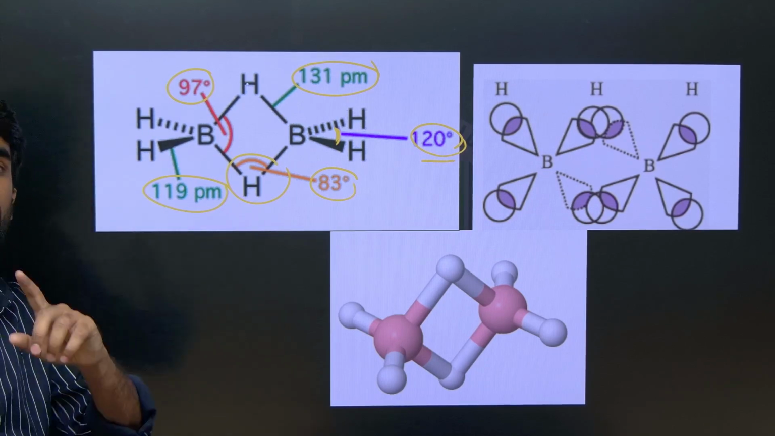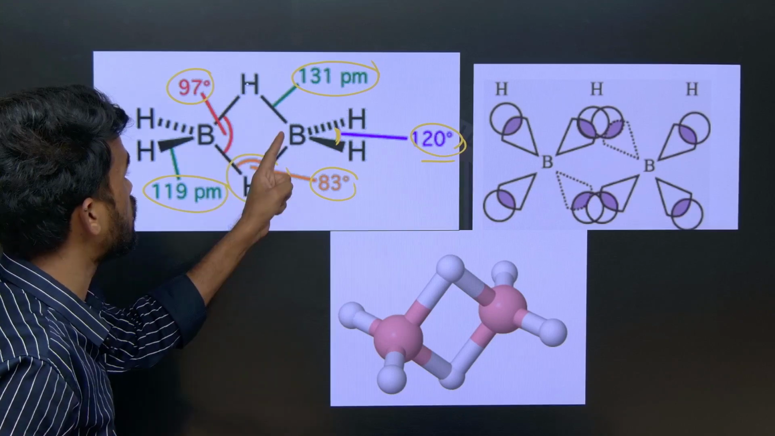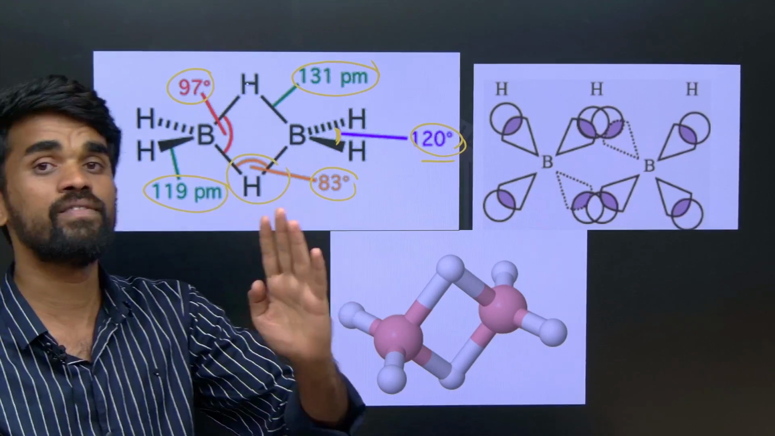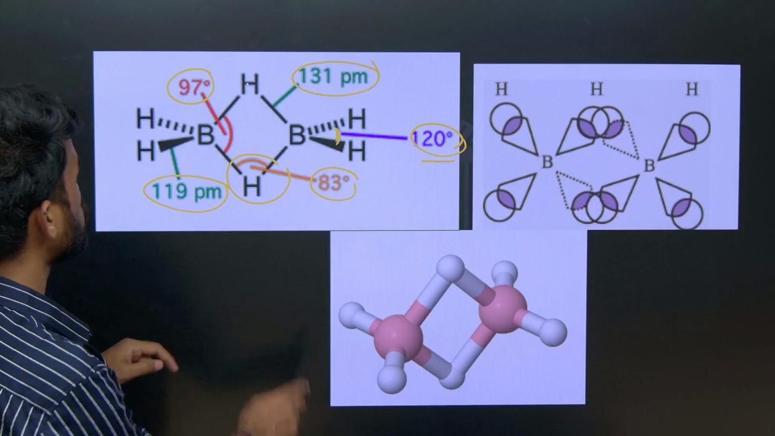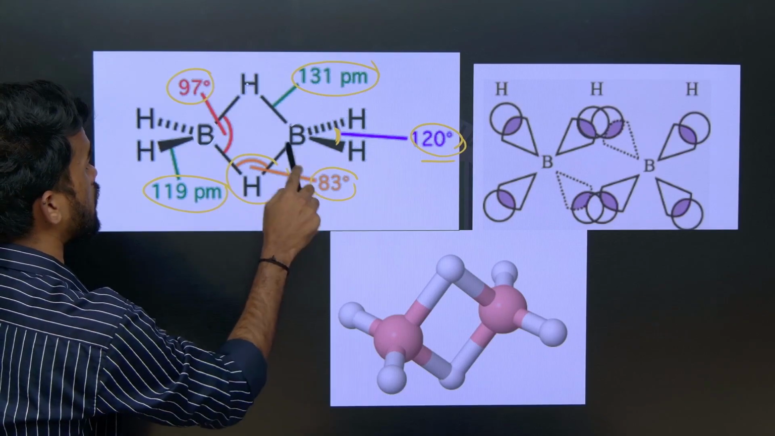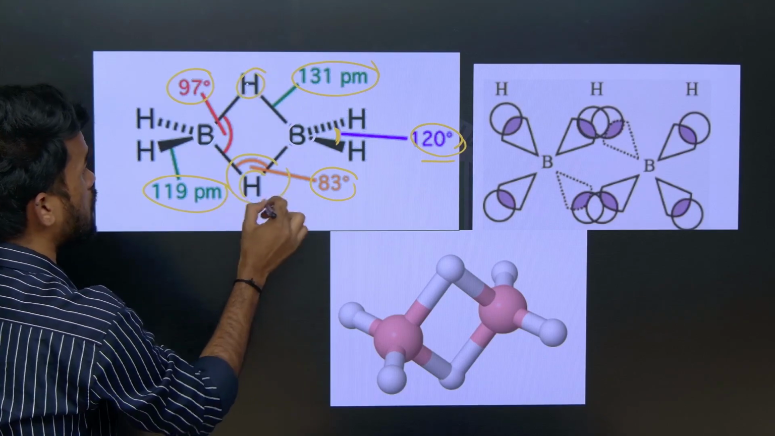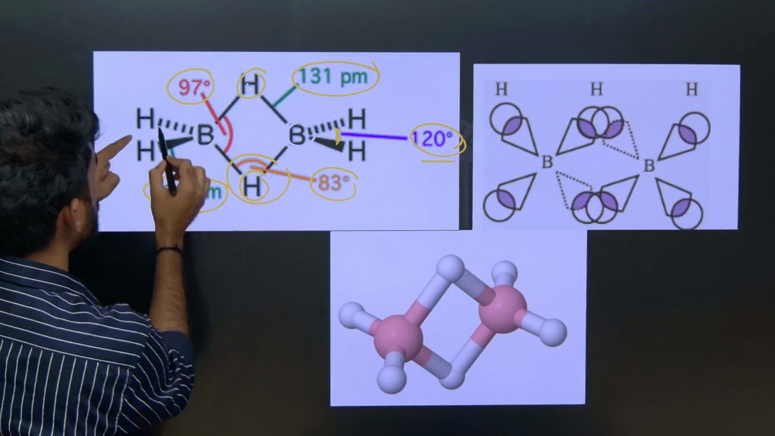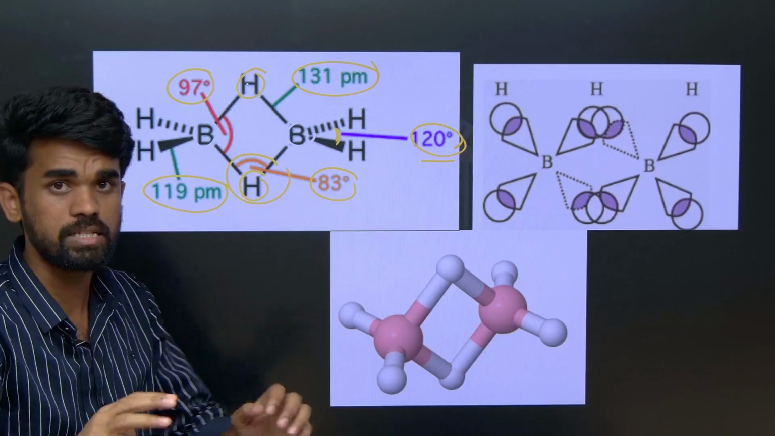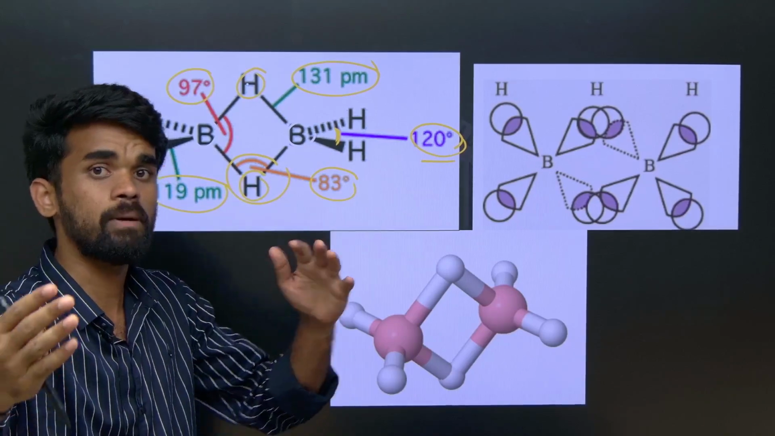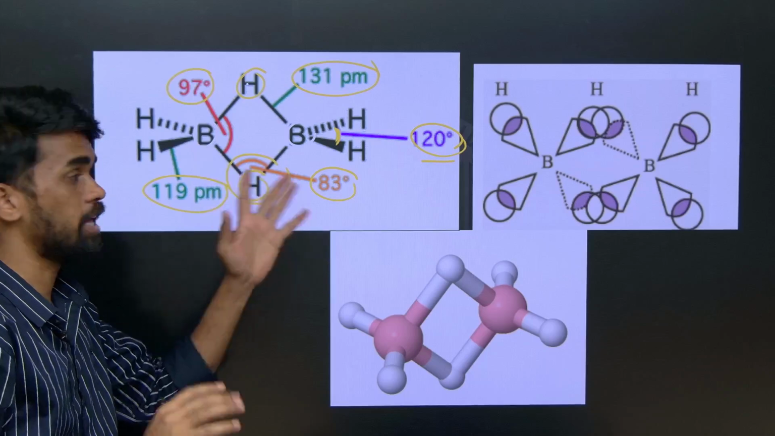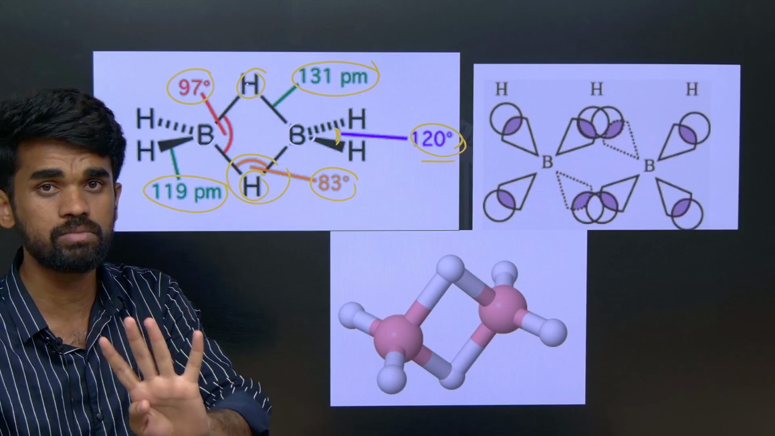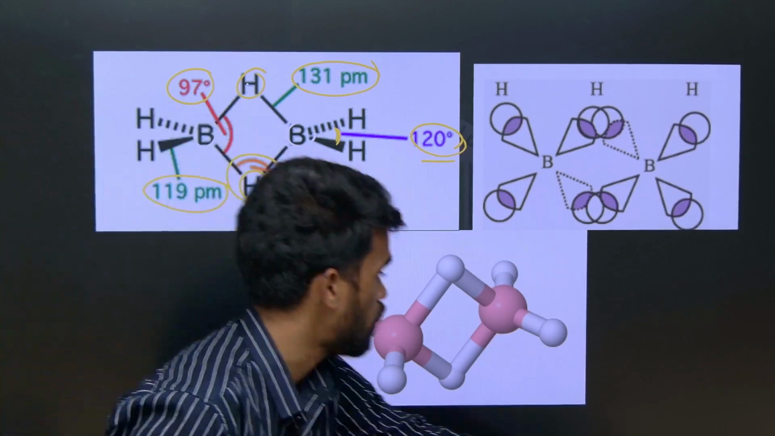Now I can create one more question. How many atoms of diborane lie within the plane? There are 4 atoms: the 2 boron atoms and the 2 bridge hydrogens lie within the plane, and the 2 terminal hydrogens are above the plane and below the plane of diborane. I hope it is clear. There are 4 atoms within the plane. You have to answer like that.